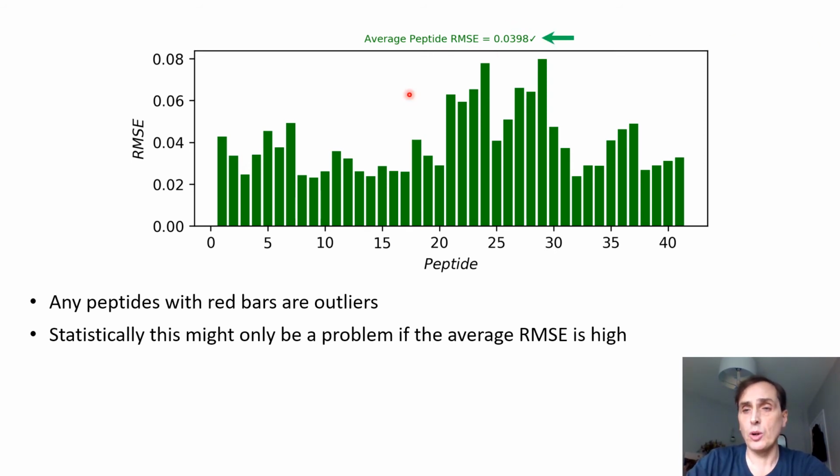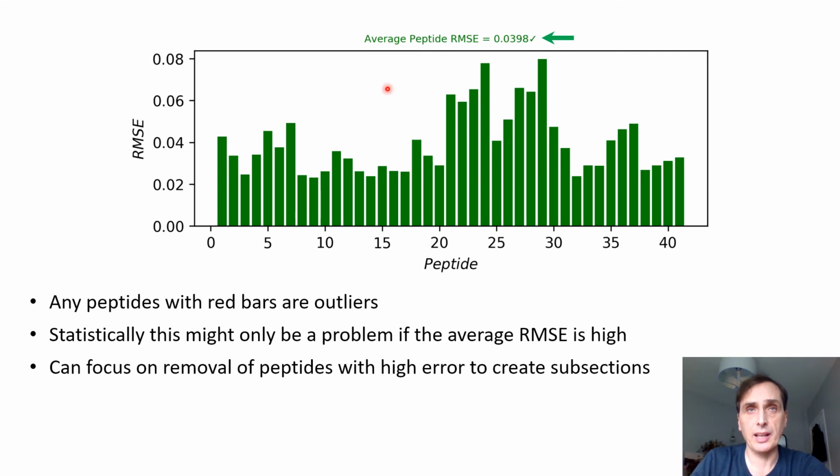Obviously, of course, this can be used to aid in the creation of subsections. You could focus on the removal of peptides with high error, for example, and it's very useful, of course, if one peptide has a very low occupancy score and high error, because that makes it very easy to remove that peptide before the data are optimized.